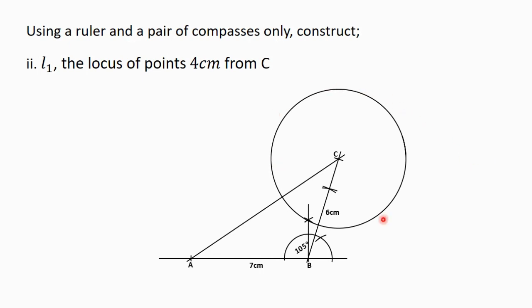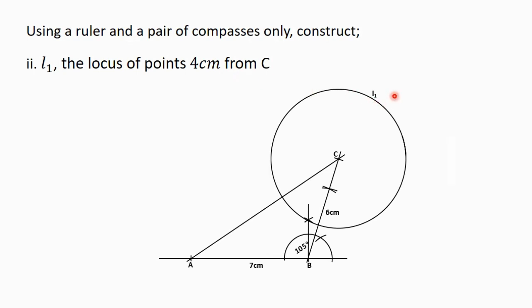This circle will give us the locus of points 4 centimeters from C. The question said that we should call the locus L1. So this circle, which is the locus of points 4 centimeters from point C, will give us L1.